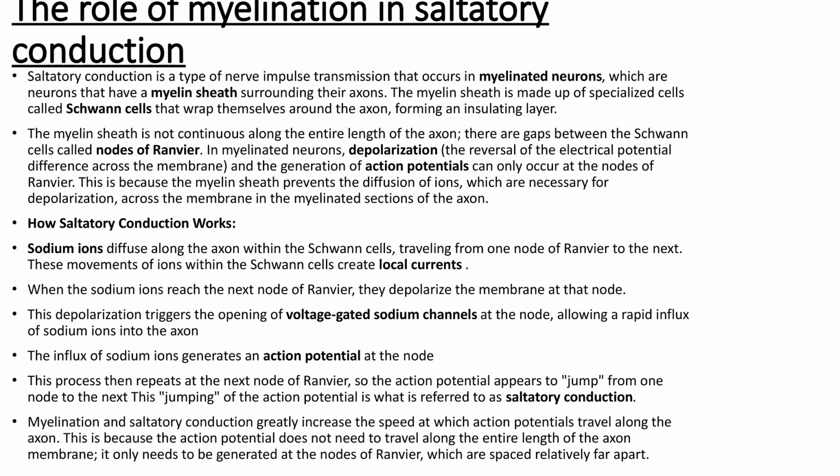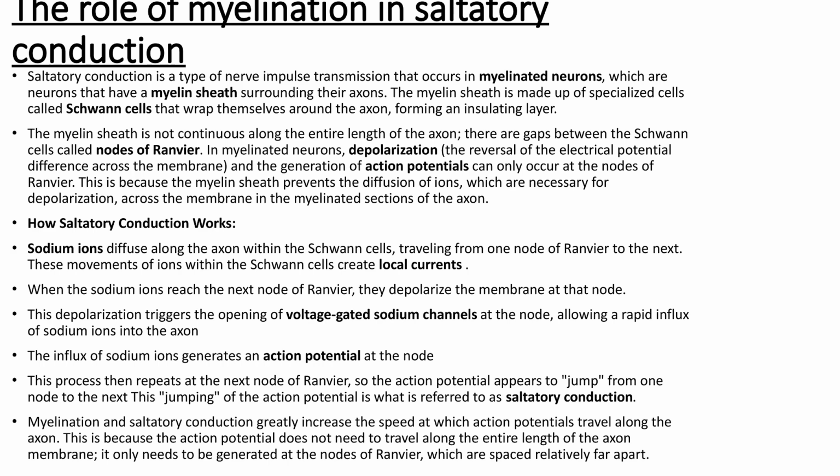In myelinated neurons, depolarization and the generation of action potential can only occur at the nodes of Ranvier. This is because the myelin sheath prevents the diffusion of ions, which are necessary for depolarization, across the membrane in the myelinated section of the axon.